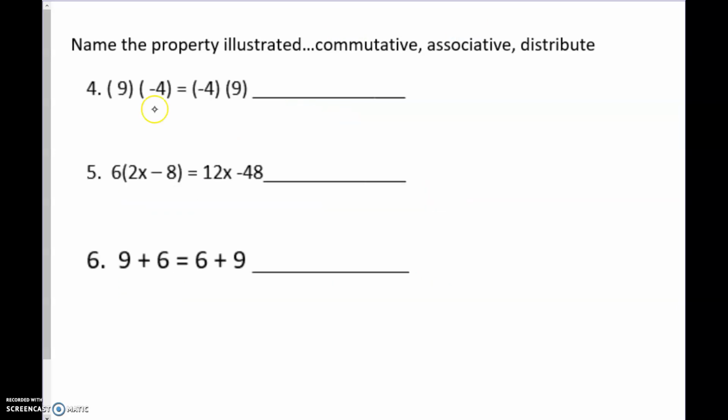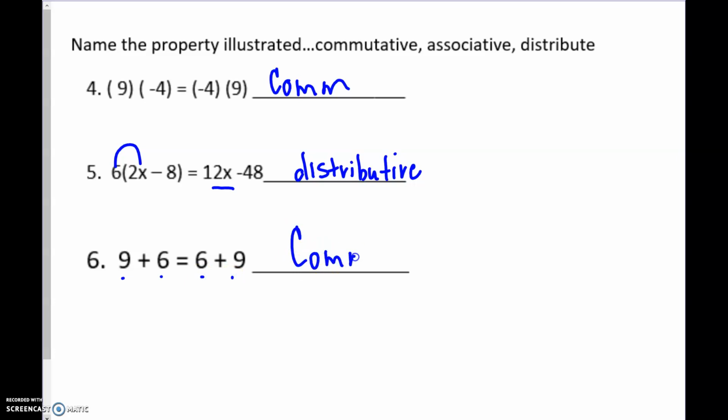All right, 9 and 4, and this one's -4 and the 9. So we're switching the order, and commutative is order. All right, 6 and 2x, and then they have the 12. So where did the 12 come from? Well, 6 times 2, so this is the distributive. All right, 9 and 6, and this one is 6 and 9. So again, the order switched. So this is the commutative property.